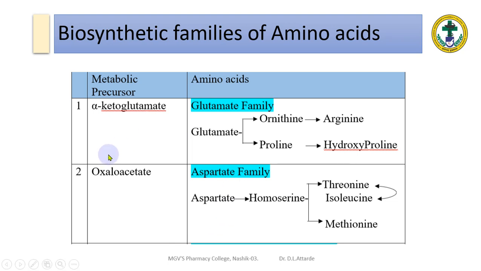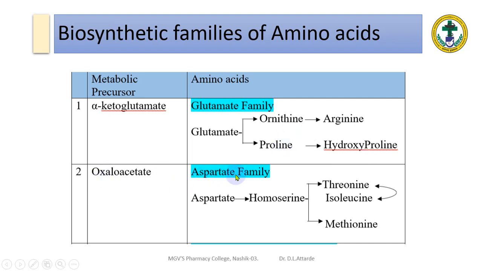Just now we saw from the TCA cycle that alpha-ketoglutarate is involved in the formation of glutamate. This amino acid family is the glutamate family, and it gives rise to other amino acids like ornithine, which further gives arginine, or it may give you proline, which further gives hydroxyproline. This is the first family.